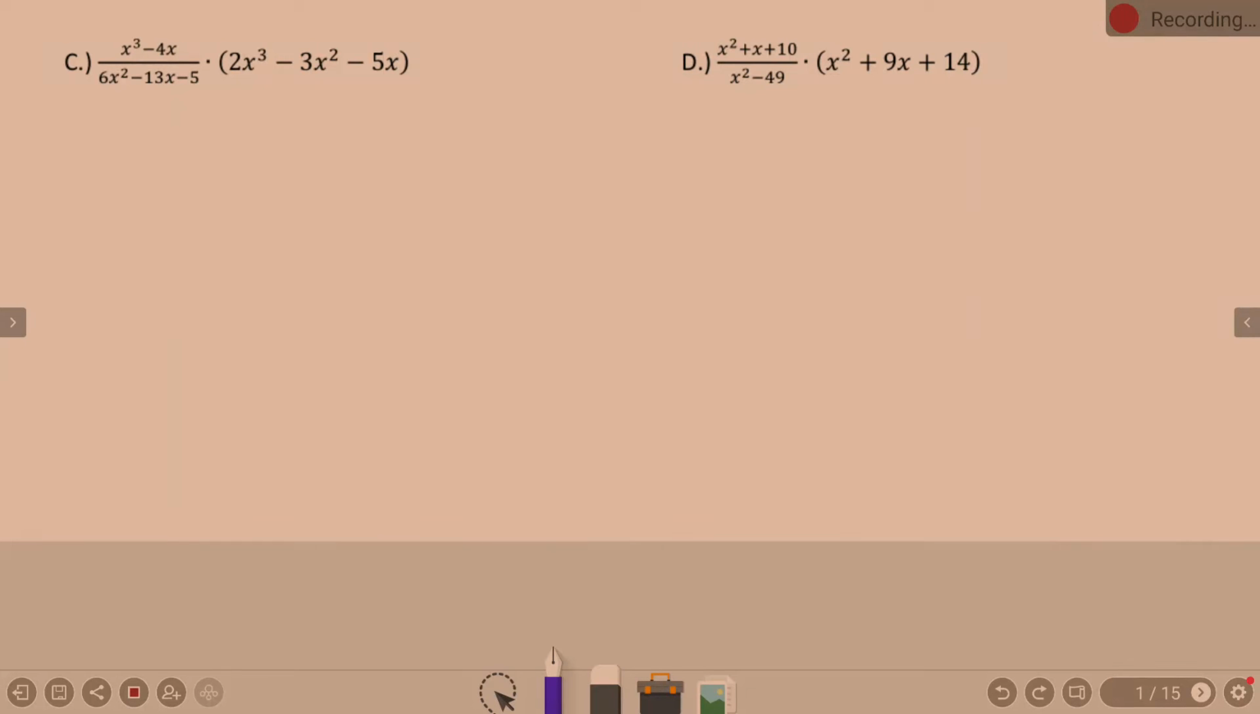Okay, guys, we are ready to pick up on example C in this class, multiplying rational expressions. If you recall from yesterday, before we multiply, before we simplify, it's all about factoring, right? So we have to be able to factor. So start by looking at x cubed minus 4x. What kind of factoring can we do there?